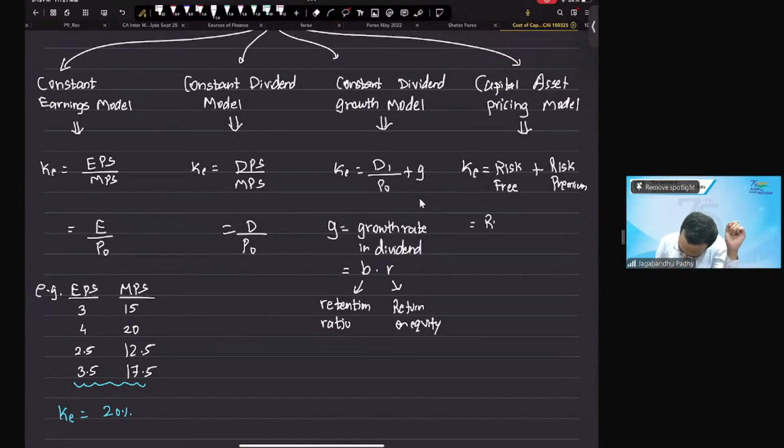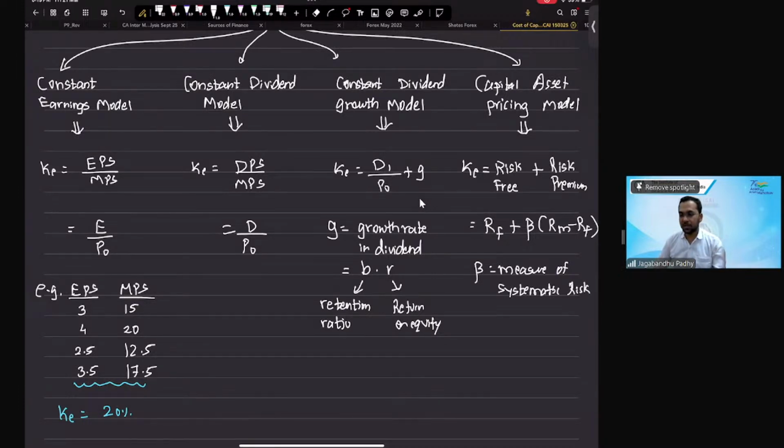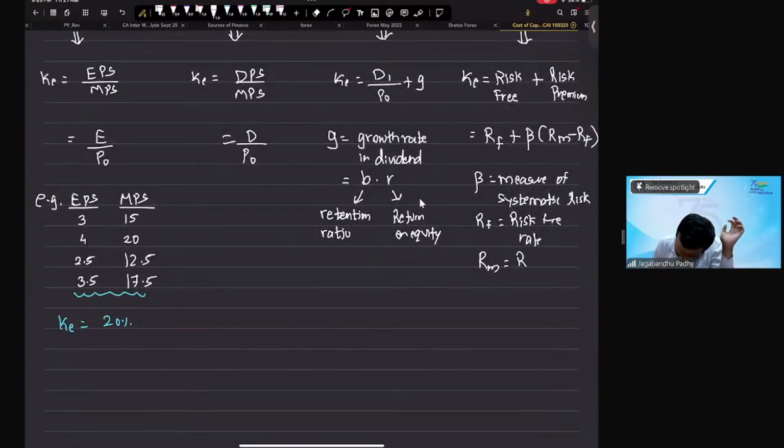Therefore, we say the required return is RF plus beta into RM minus RF. Now, beta here is a measure of systematic risk, that is, compared to the market, how risky is our security. And of course, RF is the risk-free rate, and RM is the rate of return in the market.